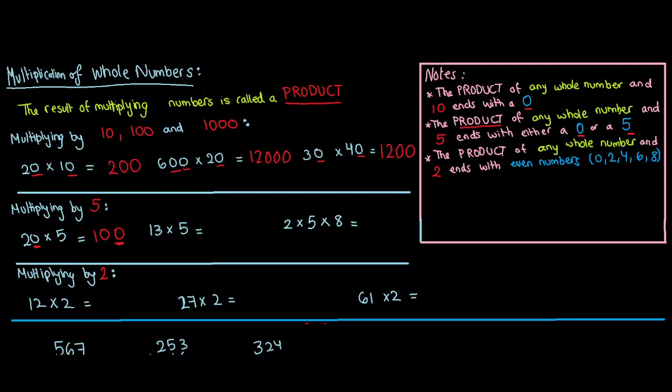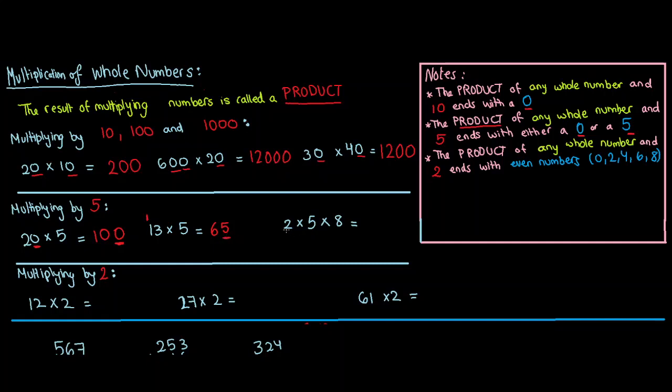13 times 5. Let's start doing it one by one. Multiply 3 by 5, that is 15. And we carry over the 1 into the next digit. And then 5 times 1 is 5, plus 1, that is 6. So the answer is 65. Again, the multiplication by 5 ended us with a number that ends with a 5.